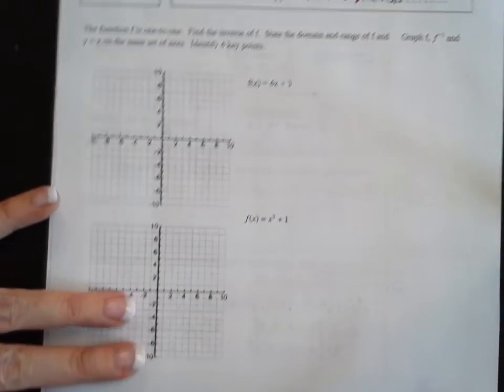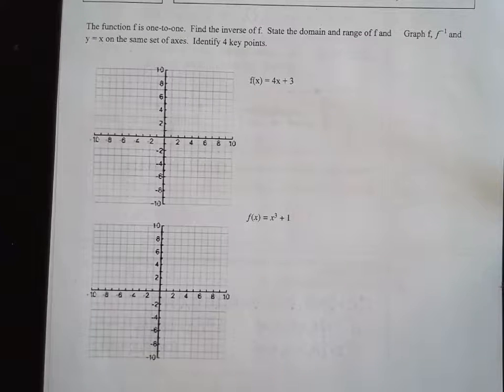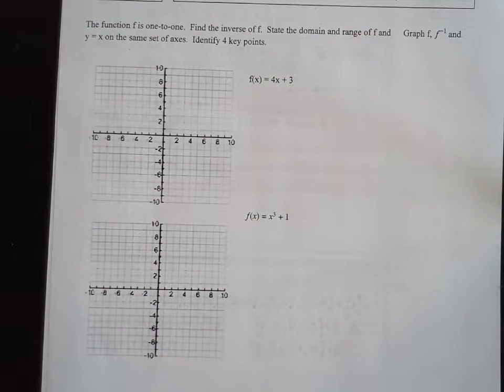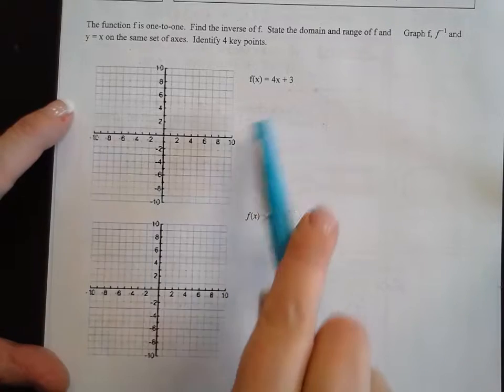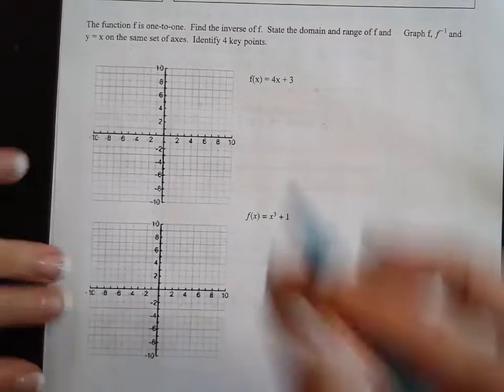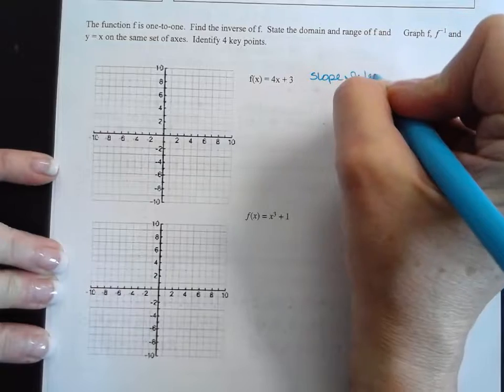Okay. All right, so how do you do it when you have just an equation? You don't have the graph on there, it's just the equation. So let's graph the first one. Let's graph the equation. So what kind of function is that? It's slope-intercept, so it's linear. How do we graph a slope-intercept linear equation?